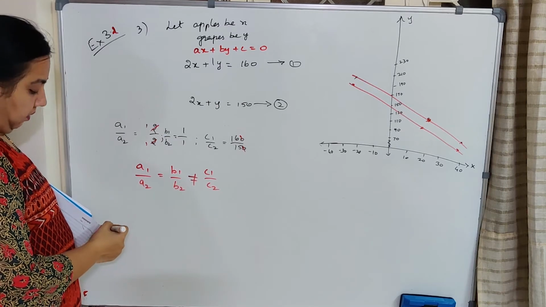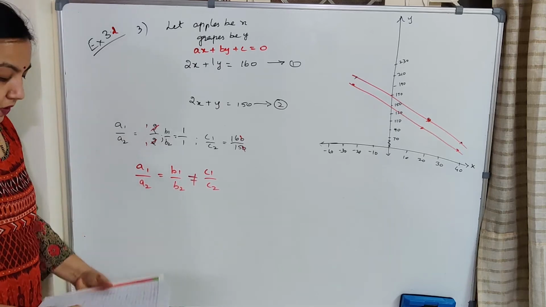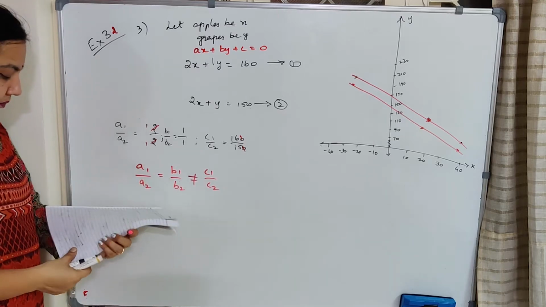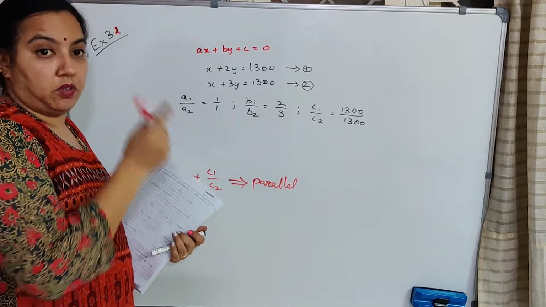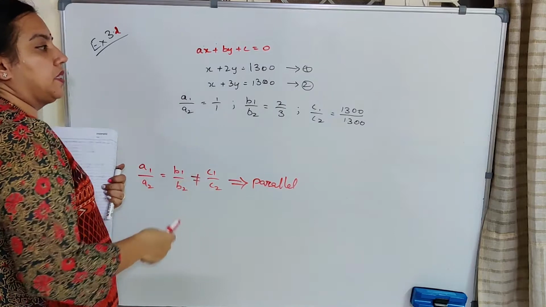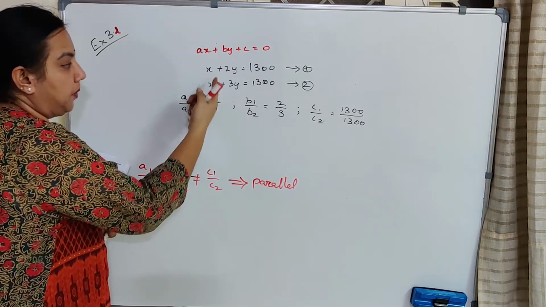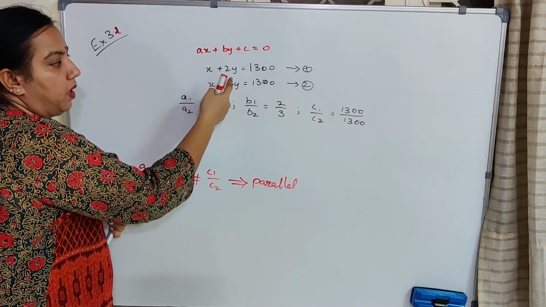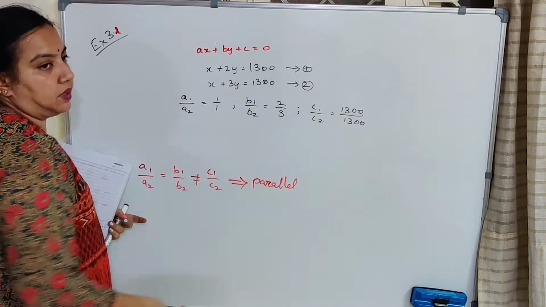Then you had an example, the second sum also. We'll consider the sums which you have done only. So here we will consider the second sum in your first exercise. These were the two equations. I have written the two equations, and here I have represented a1 by a2 also. Coefficient of x is 1 by 1. Coefficient of y becomes 2 by 3. And the constant term is 1300 by 1300.